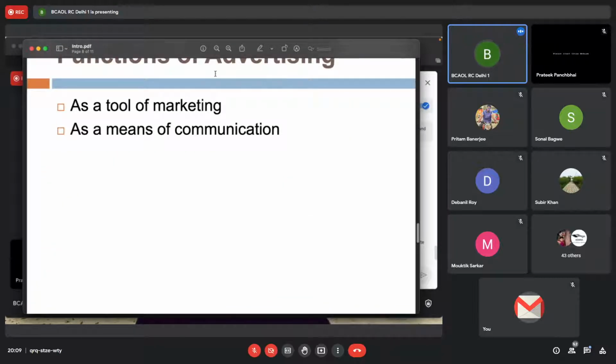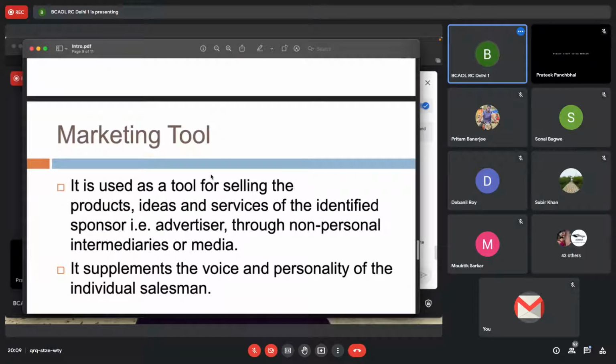Functions of advertising: it's a tool of marketing, it is a means of communication. You need to let people know. Again, same thing.